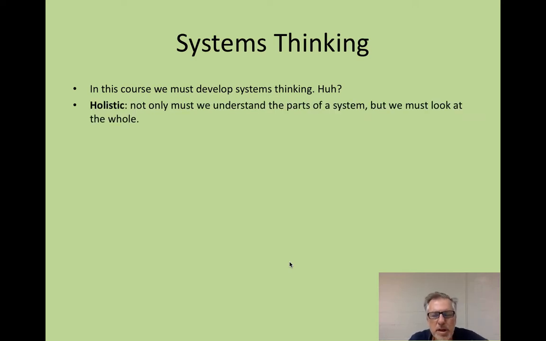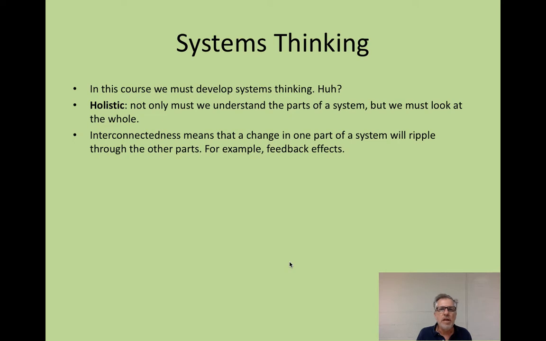So, the first thing you should think about with systems thinking is that it is holistic. In other words, not only do we need to understand the parts of the system, but we must look at the entire system. So we need to take the system apart, reductionist thinking, but we also need the opposite of that, which is holistic thinking, in thinking about the entire system.